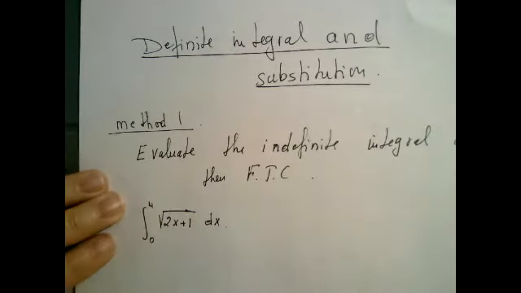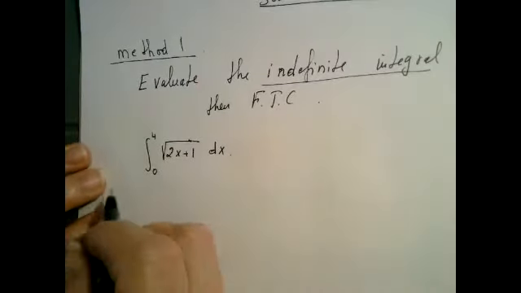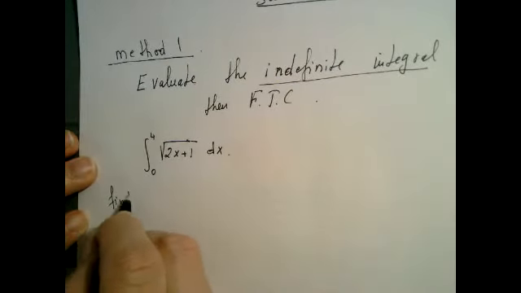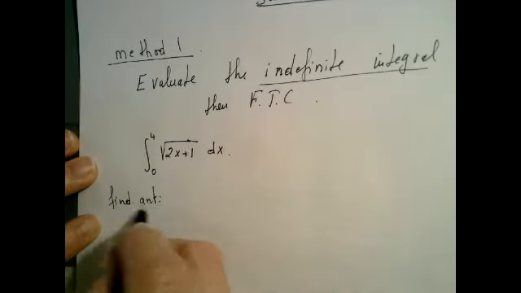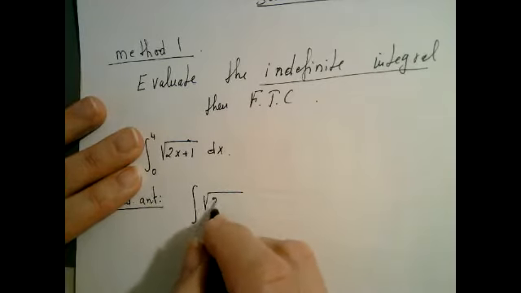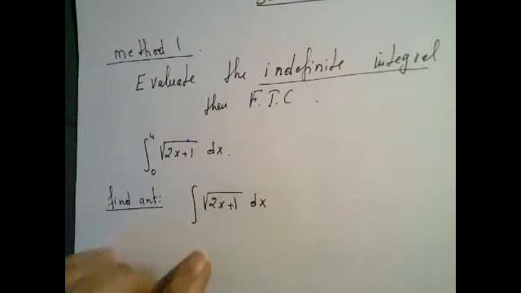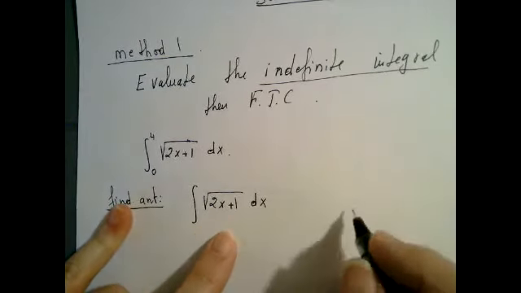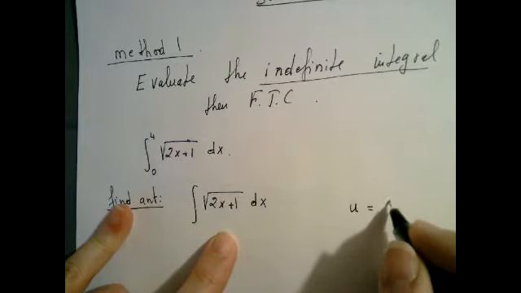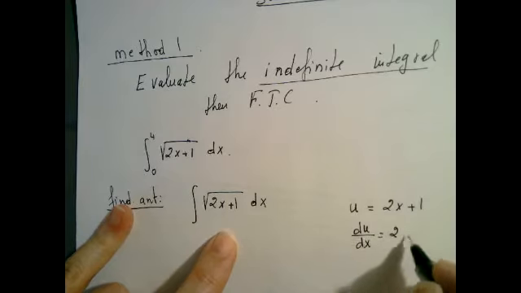So what I'm going to do is find first the indefinite integral. It means I want to find the antiderivative. I forget about the limits for a little bit, and I find the antiderivative. How do I find it? That's a typical substitution problem. I'm going to put u equal to 2x plus 1. I find du/dx, which is 2, meaning du is 2 dx.